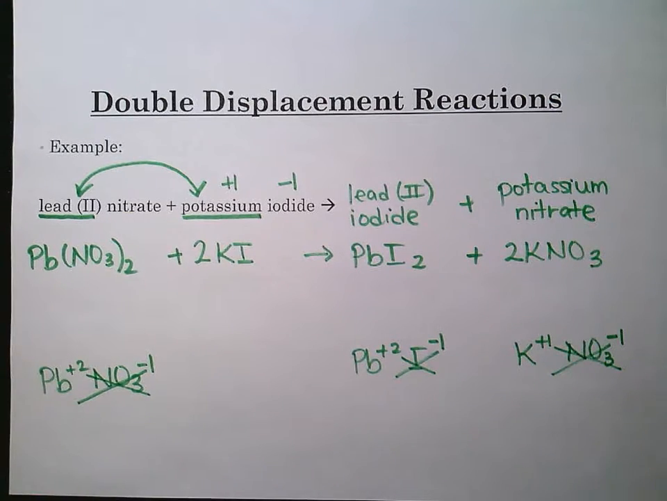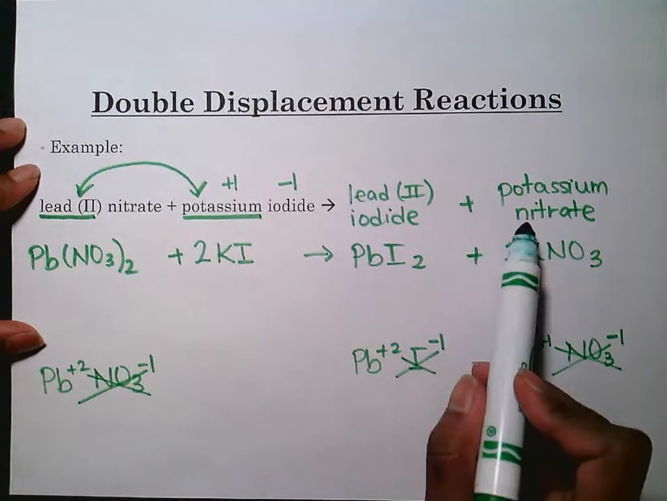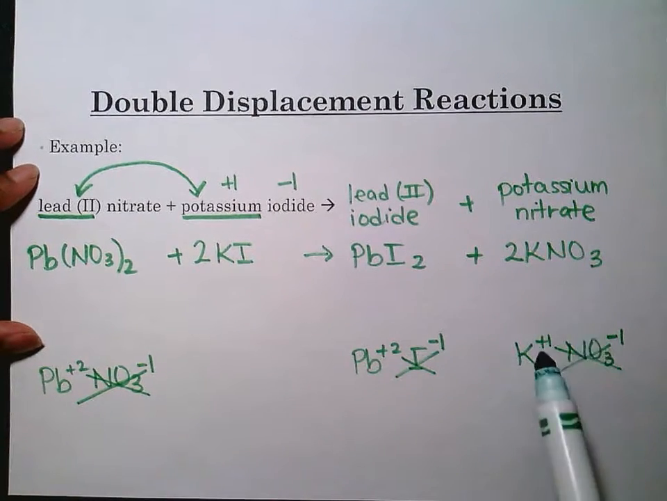And that's basically how you're always going to do a double displacement reaction. You're going to switch the metals, recombine them, and write out your chemical equation and balance it.